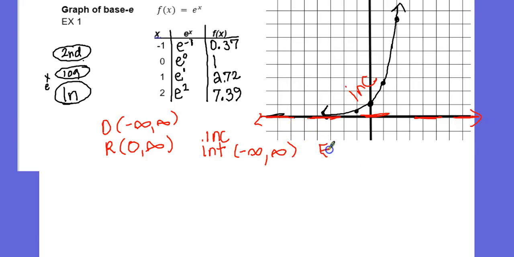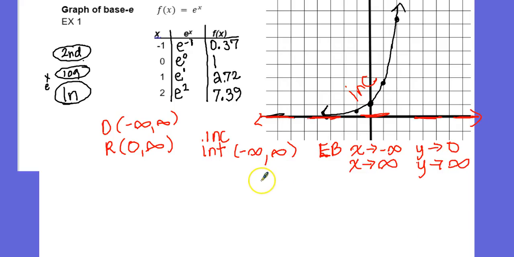And let's quickly talk about its end behaviors. So on the extreme left, as x approaches negative infinity, what's my y approaching? My output's approaching 0. You got it. And as I go to the extreme right, as x approaches positive infinity, y is approaching infinity really quickly. That graph goes to the moon and beyond. Okay, so there's your base function.